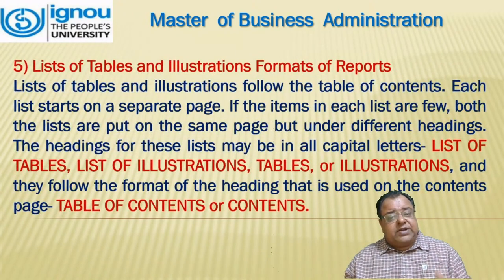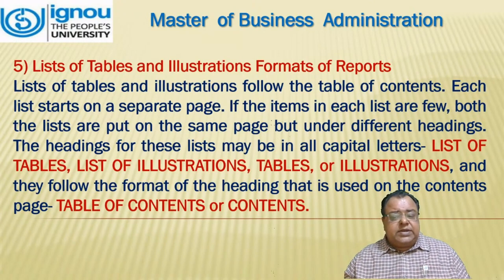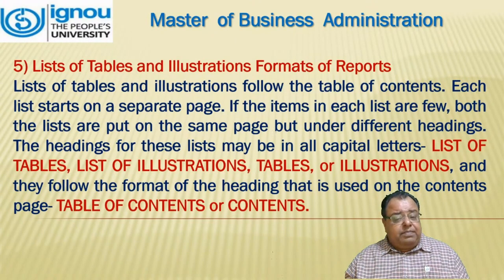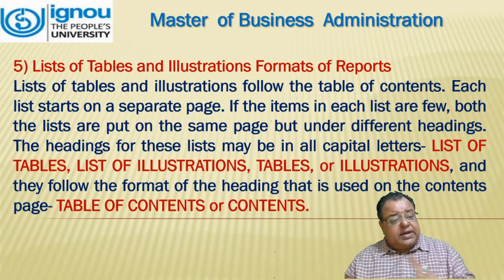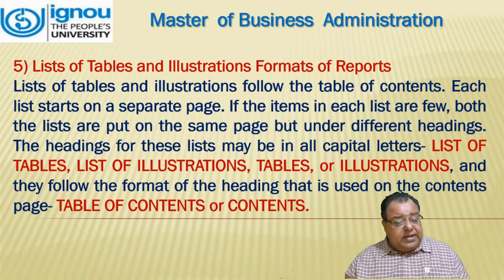List of tables and illustrations, formats of report. The lists of tables and illustrations follow the table of contents. Each list starts on a separate page. If the items in each list are few, both lists are posted on the same page but under different headings. The headings of these lists may be in all capital letters: List of Tables, List of Illustrations. They follow the format of the heading that is used on the contents page, that is, Table of Contents. They are all bold and capital.